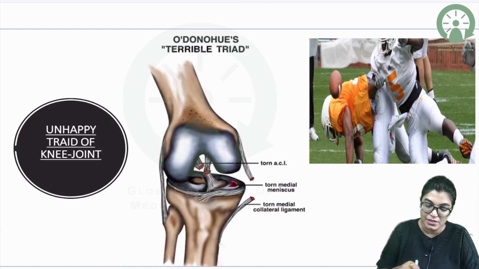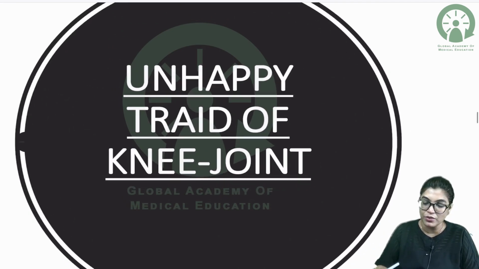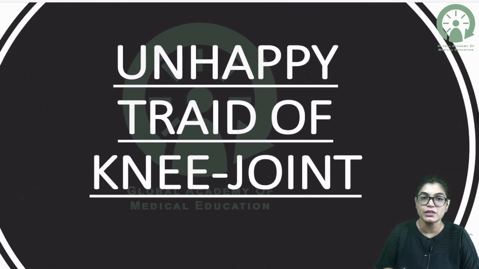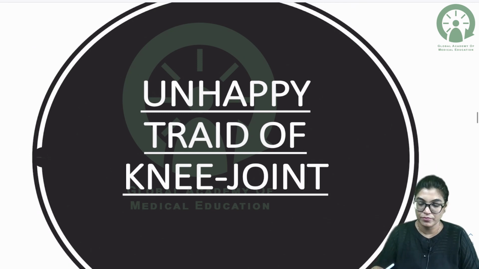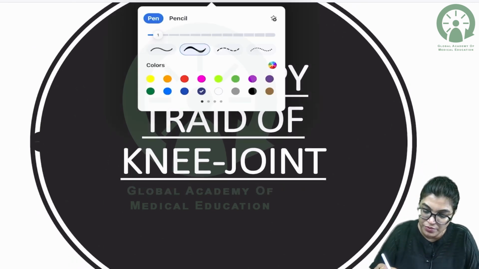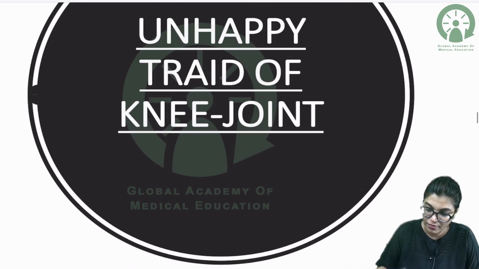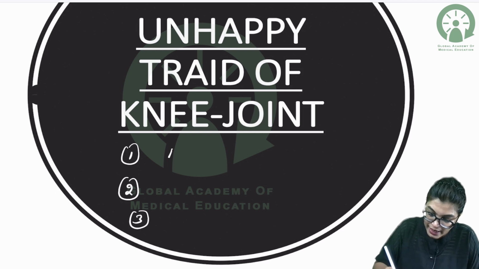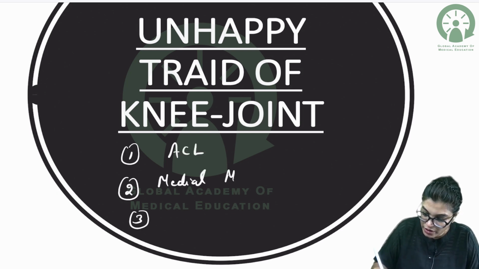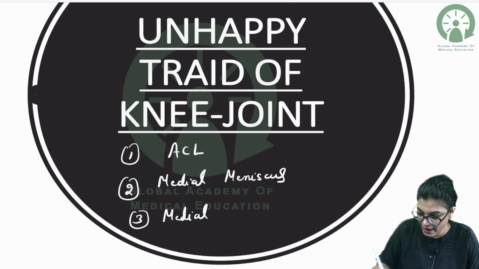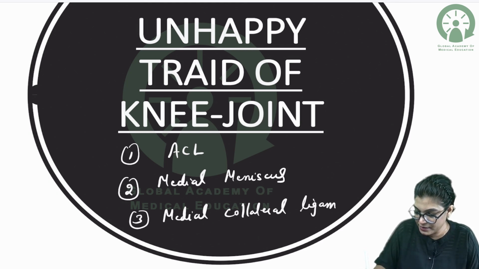So 3 ligaments are injured here. Please note down the 3 ligaments injured in unhappy triad of knee joint: anterior cruciate ligament, medial meniscus, and we know that medial meniscus is attached to medial collateral ligament. So, these together form the terrible triad.